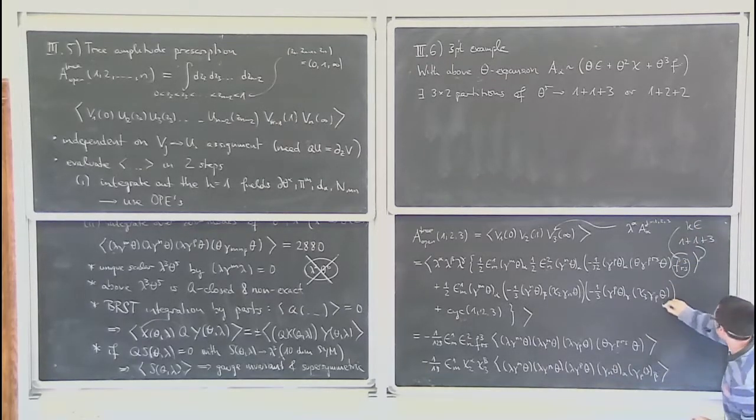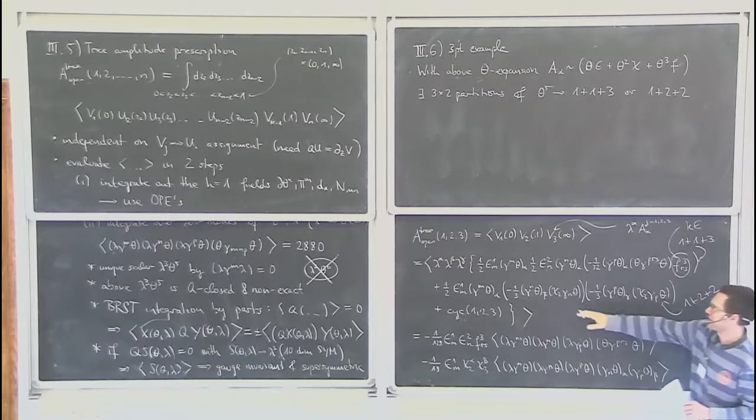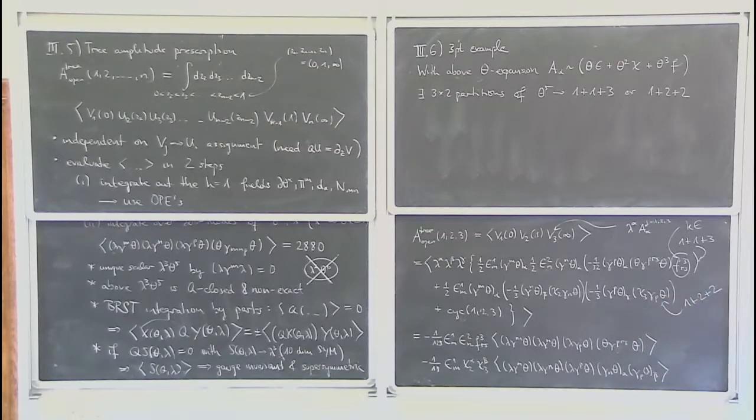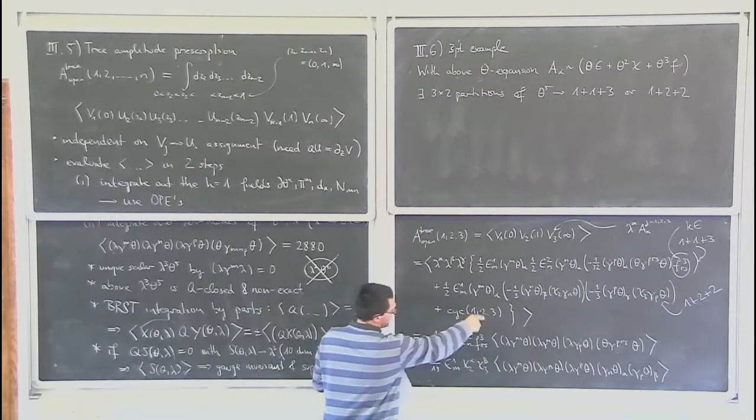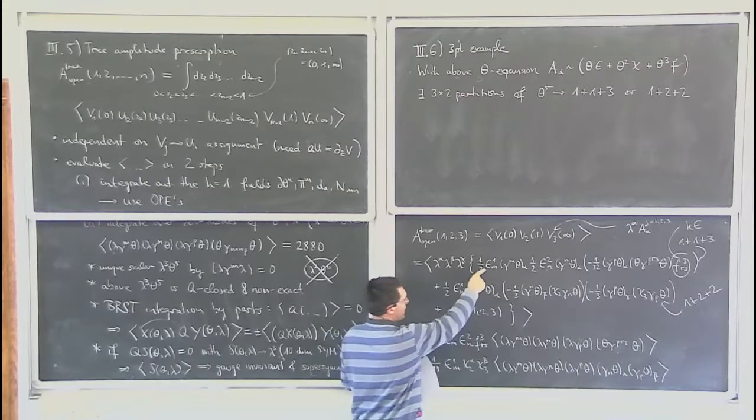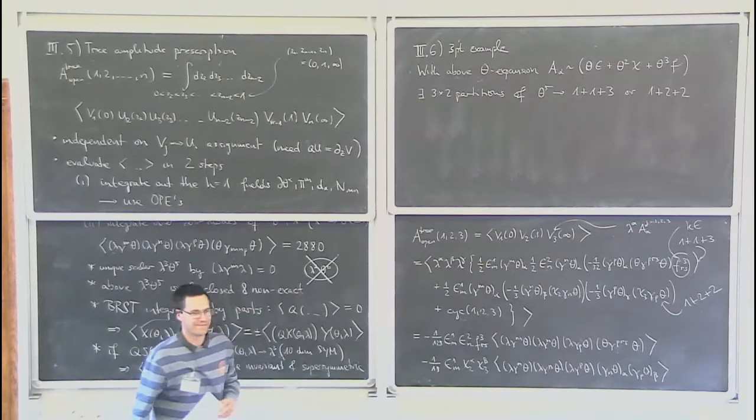And the other partition that was loosely referred to as 1 plus 2 plus 2 amounts to picking up 2 fermions from the respective theta expansions. Okay, and for each of these calculations you need to add the cyclic friends where you relabel the polarizations and momenta.